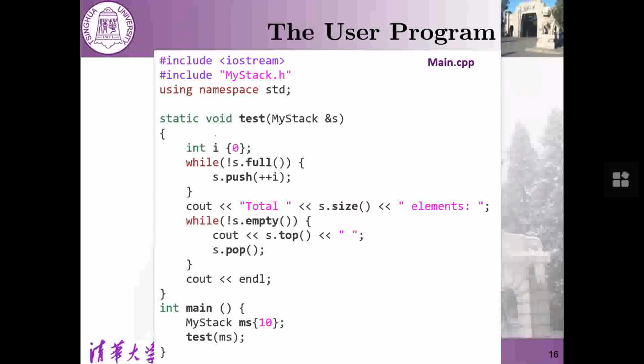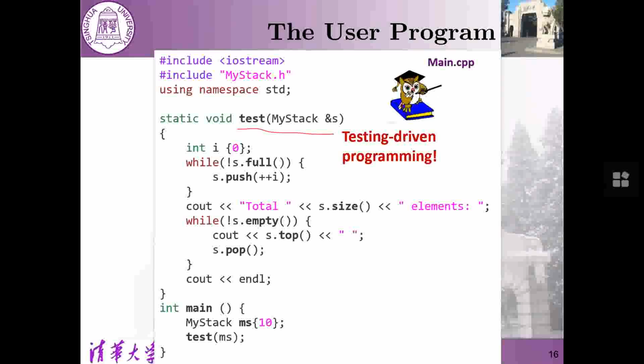So here is how the user tests the stack. Although the stack is not implemented yet, we still can write a testing program, right? So this is also called test-driven programming. Test-driven programming, right?